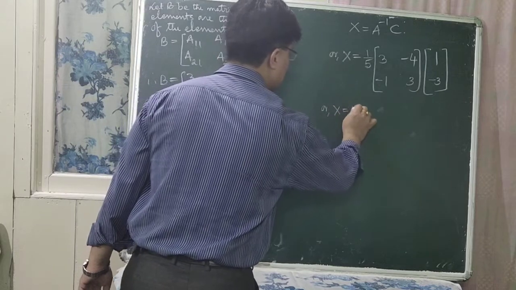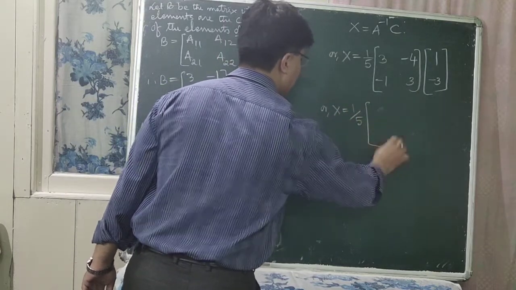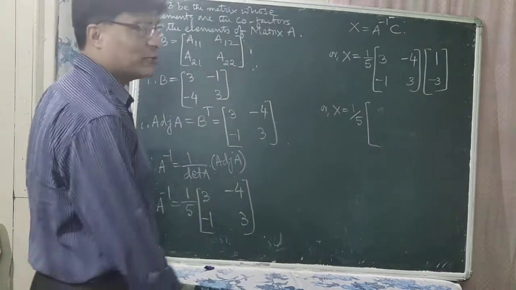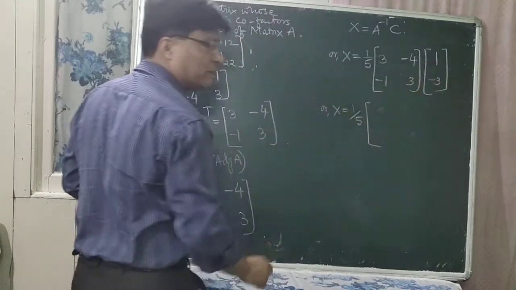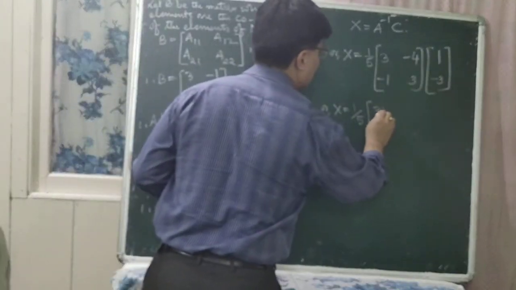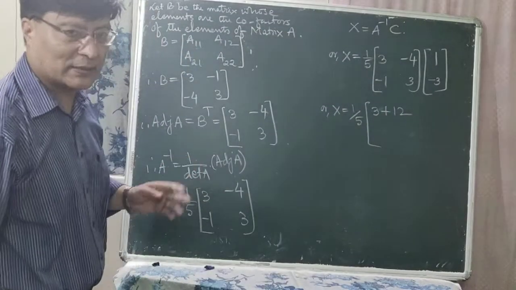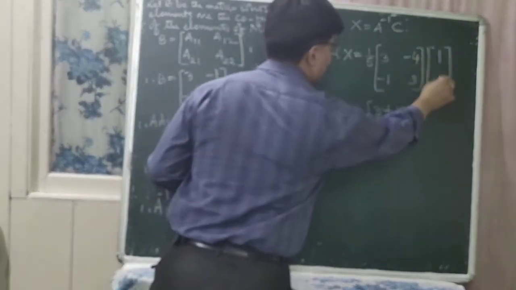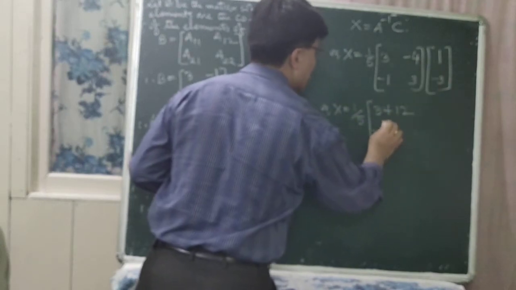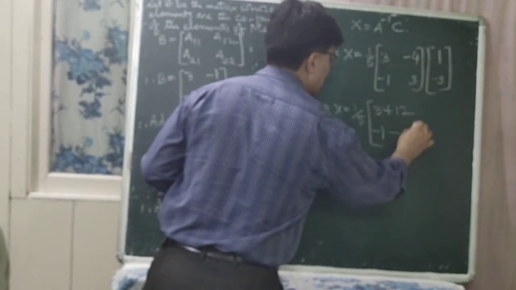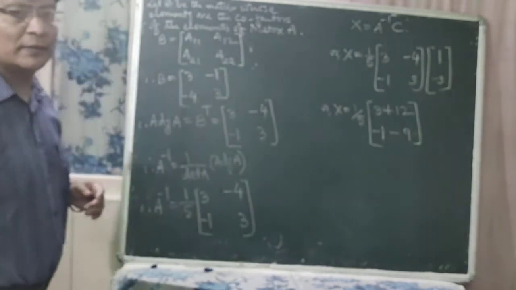So capital X is equal to 1 upon 5. Now multiply these two matrices. First row by first column: 3 ones are 3, minus 4 threes are minus 12, right? Next, second row by first column: minus 1 into 1, minus 1, 3 into minus 3, minus 9, okay?